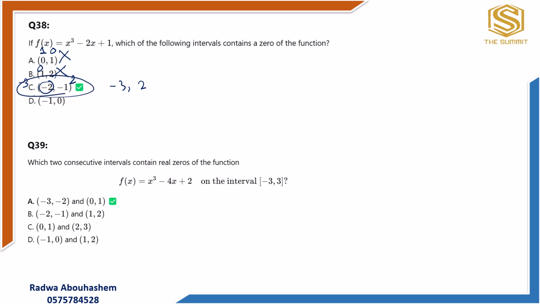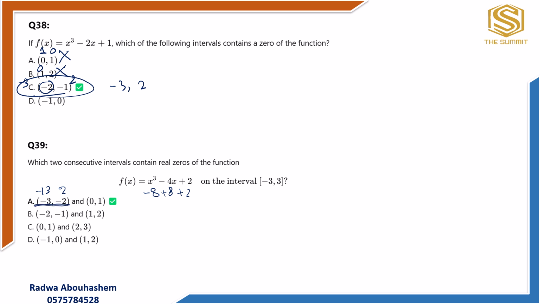Which two consecutive intervals contain real zeros of the function? Again, I need a change of sign, so I'm going to try. Let's substitute negative 3. Negative 3 to the power 3 gives me negative 27. Negative 4 times negative 3 gives me 12, and 2. So it gives me negative 13. And for negative 2, if I substitute it, I get negative 8, plus 8 is positive 8, plus 2, so it gives me 2. So yes, there is a change here.